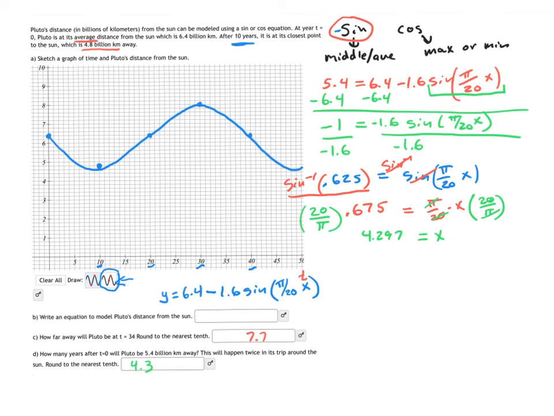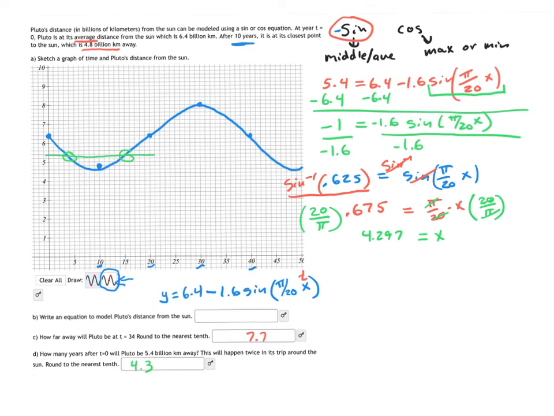Now, if we look at the graph, what I want to do is say, where is this going to be 5.4 billion? Well, it's going to be 5.4 billion here and here. So this was the first one that we found, which is at about 4.3, and now we have to find the second one. Just like when we're solving the other equations from the previous assignment, in order to solve for that second one, all I have to do is take my inverse sine value.